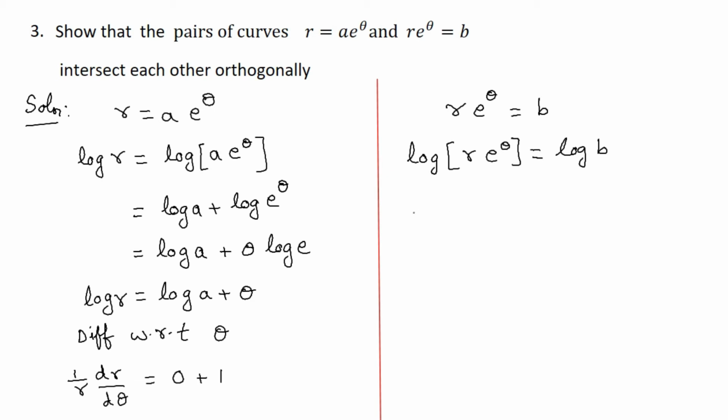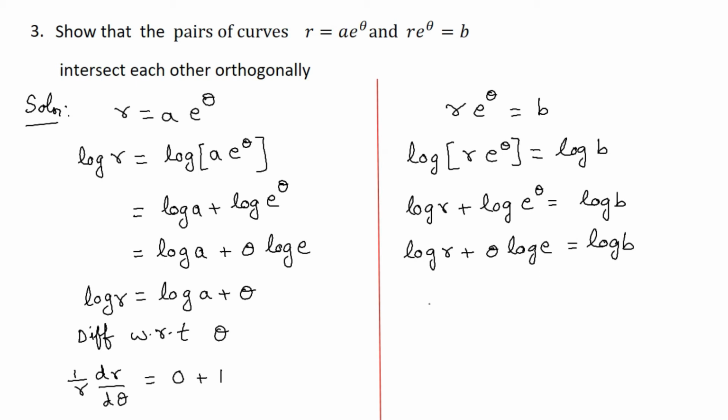Applying the properties of logarithm, we get log of r plus log of e power of theta is equal to log of b. Further, log e power of theta can be written as theta log of e. So this is log of r plus theta into log e, whose value is 1, equal to log of b.